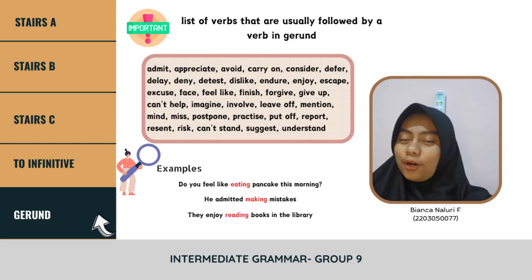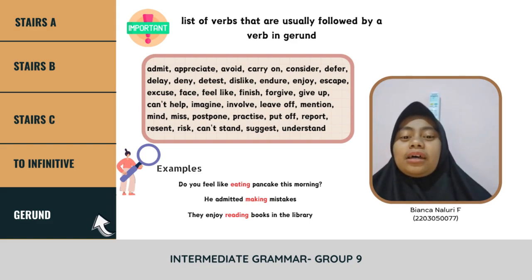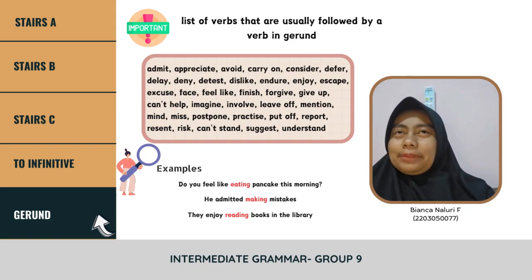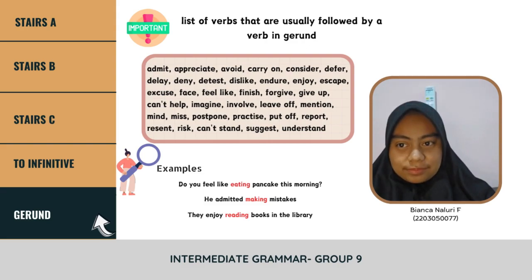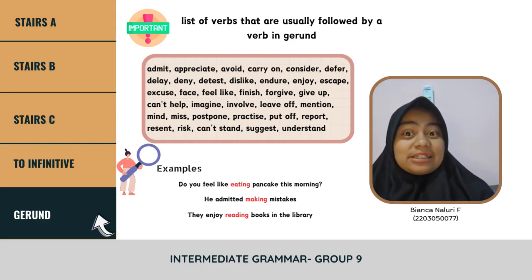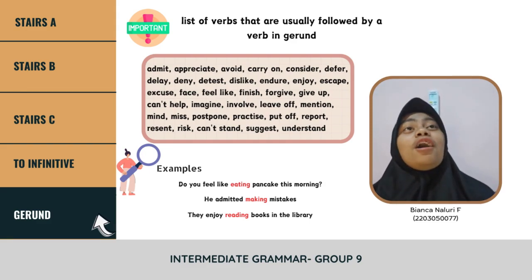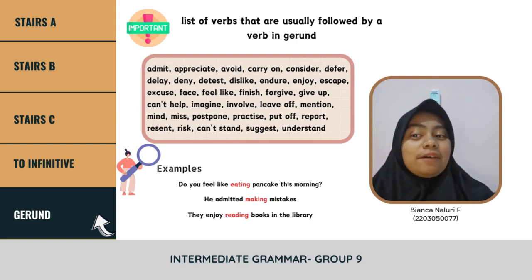Have you ever heard a song with the lyrics "I can't stop falling in love with you"? So let's take a look at this example. I can't stop falling in love with you. Here is the word "can't stop". I can help, I can stop, it's just the same. So after this word, there should be a gerund. I can't stop falling. Falling here, in the verb-ing form, is a gerund. I can't stop falling in love with you.